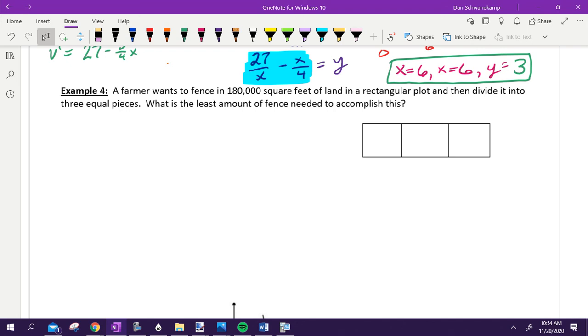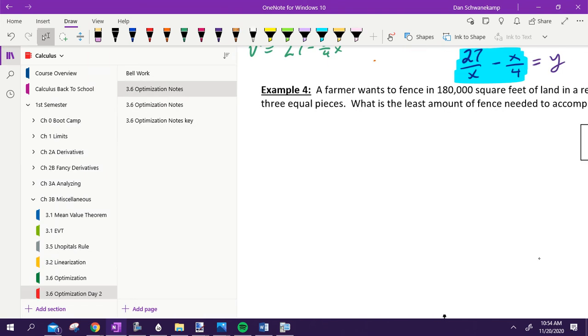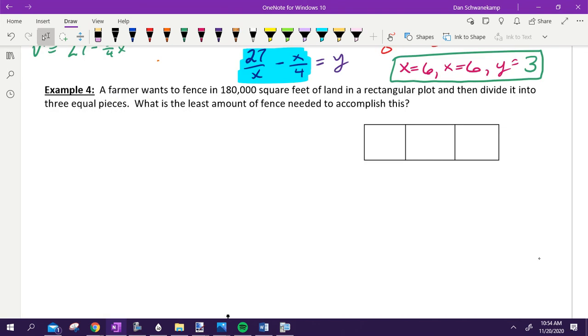So example 4, this is a question that we would have done back in pre-calc. Maybe not this exact level, but we did these farmer questions before. I could take you to my pre-calc notes from earlier this year, and we did these problems in class. But let's look at it. A farmer wants to fence in 180,000 square feet of land in a rectangular plot, and then divide it into 3 equal parts.